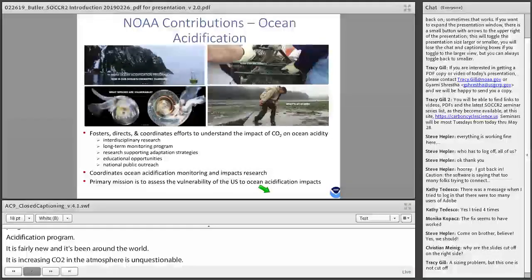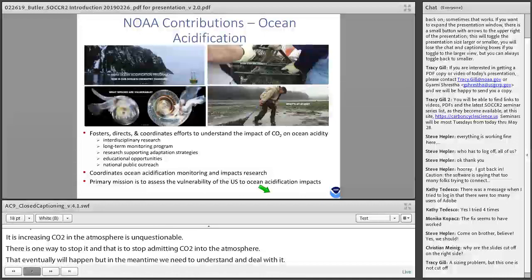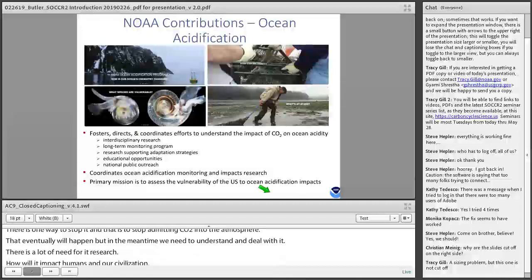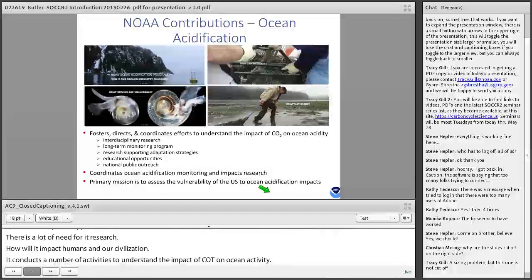But in the meantime, there are ways to understand and deal with it. And there's a lot of need for research. How is that going to impact our ecosystems? How are those going to impact on humans? And how does that impact on civilization? The Ocean Acidification Program conducts a number of activities to understand the impact of CO2 on ocean activity. It's monitoring, research, coordination among agencies and international coordination, education, and outreach. So those are the things that NOAA does to help drive this program.